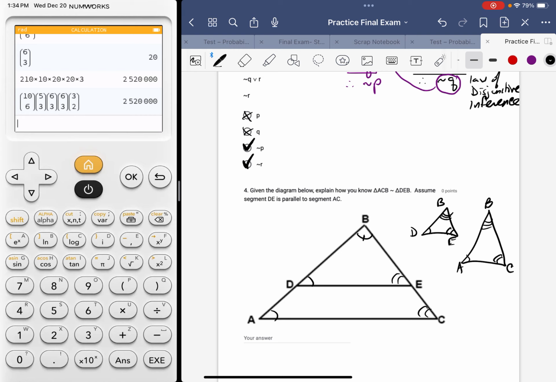To prove triangles are similar to one another, you just need to prove that there are two pairs of congruent angles. There are two sets of congruent angles, so the triangles are similar.